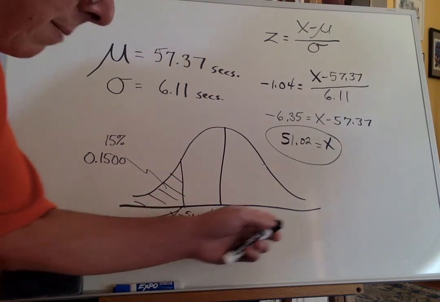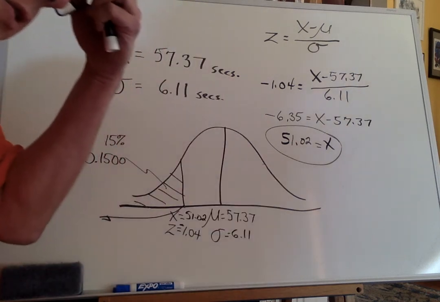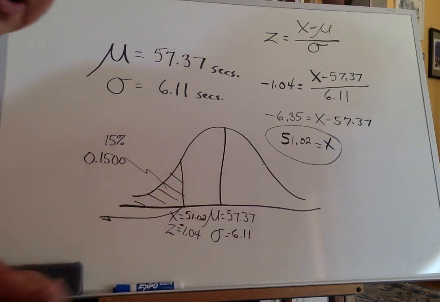Does that answer the question in a way that makes sense? If people are taking more time to run around the track than average, they certainly aren't going to get an invitation. Okay?